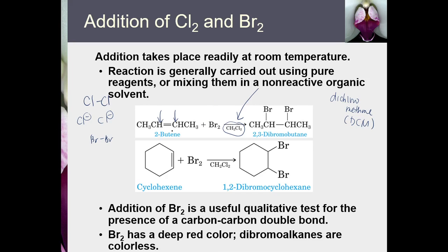So in this reaction, 2-butene reacts with Br2 in DCM, so your bromine will be attached to the carbon. Okay? And your cyclohexene will attach here. So that's why at the end of the reaction, it will become 1,2-dibromocyclohexane. So what is this halogenation reaction for? In halogenation reaction, it can be used as a qualitative test.